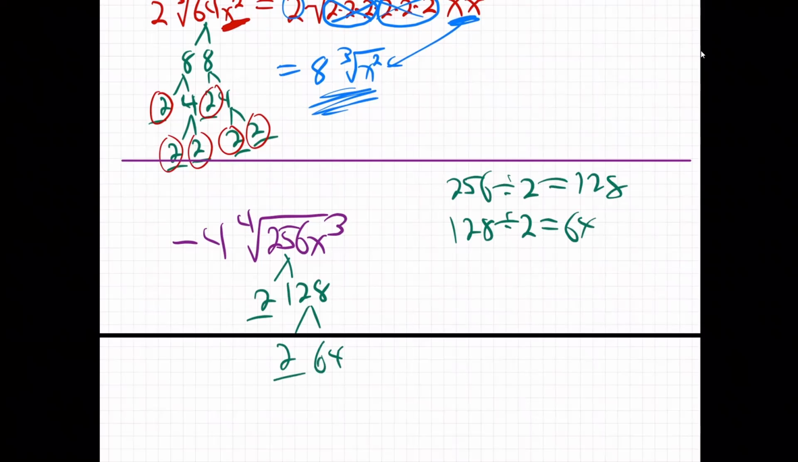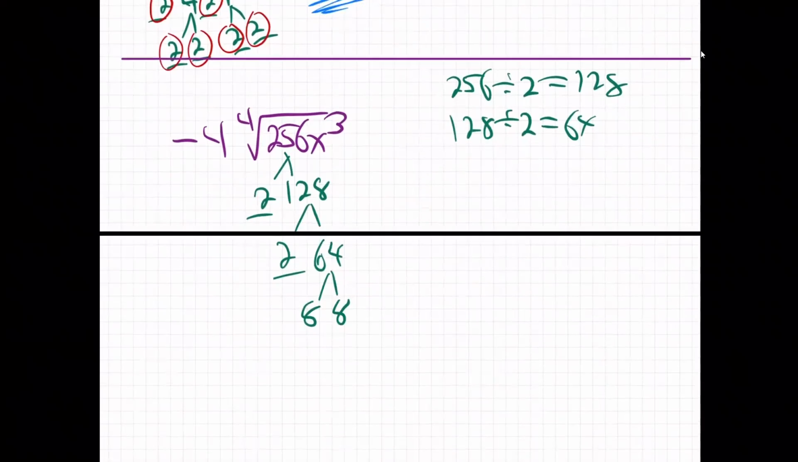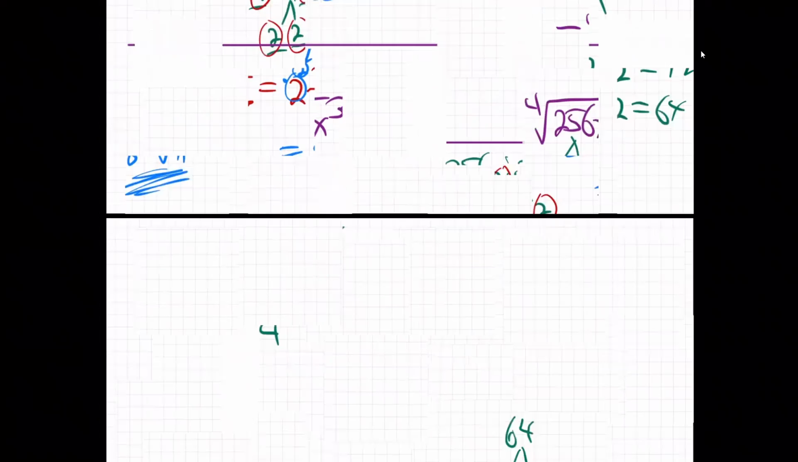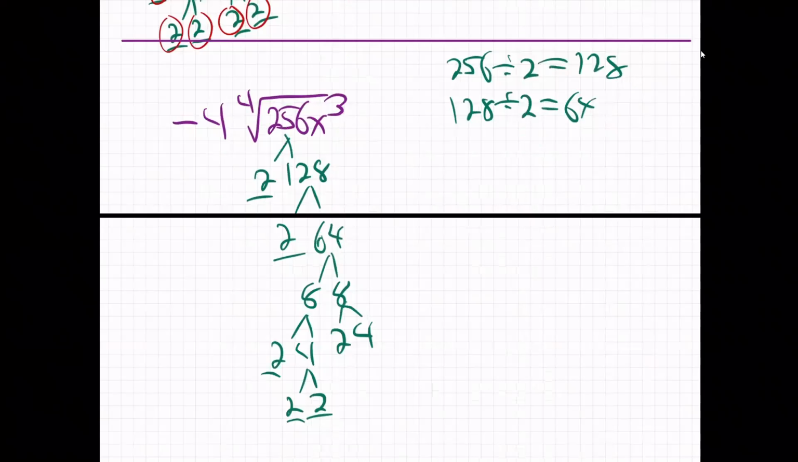Just use your calculator. Just divide by 2 if you don't know anything else, or 3. Just write 2 or 3. See what I'm doing there? I just divided by 2, got 128. Divided by 2 again, got 64. At this point, you might know 8 times 8. If not, just divide by 2 again. And then just keep going. This is 2 times 4. That 2's done. This is 2 times 2. This is the same thing over here. 2 times 4. And then 2 times 2.